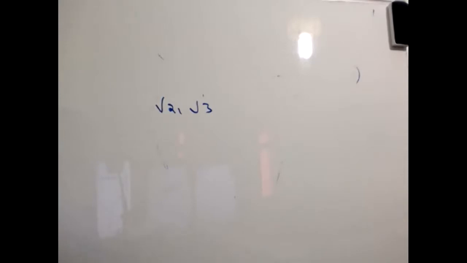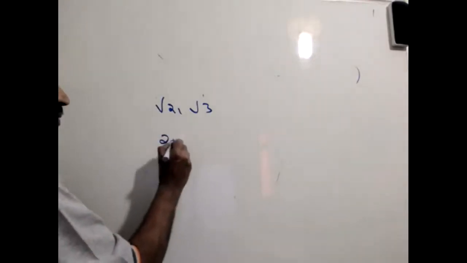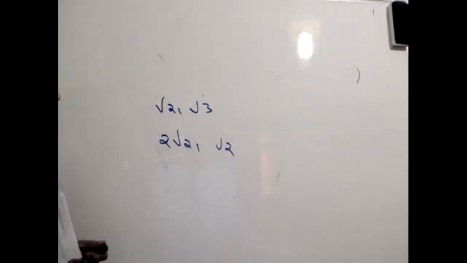Difference of two irrational is irrational. Example: 2 root 2, comma root 2. 2 root 2 minus root 2 is also root 2. Difference of two irrational is irrational. Next.